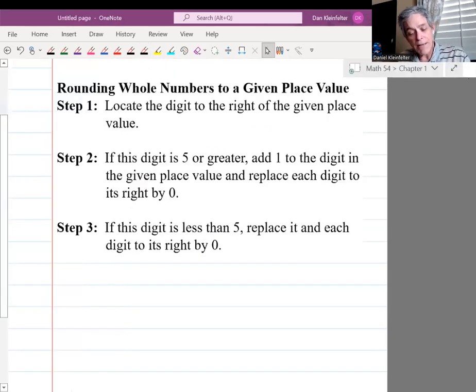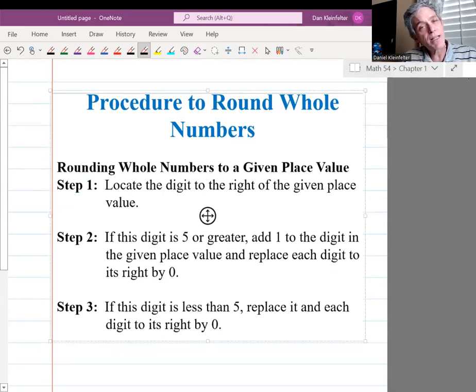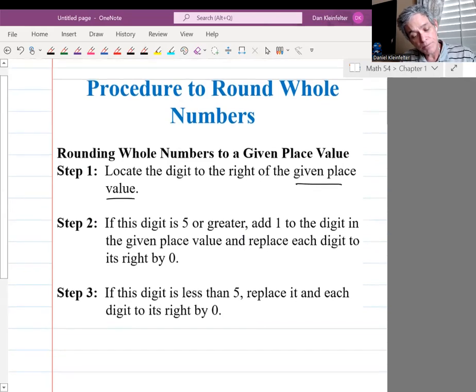Okay, so steps to follow. If you're a person who likes steps, here's a procedure that you can use. Locate the digit to the right of the given place value. What is meant by the given place value is whatever comes after nearest. Are you rounding to the nearest 10, 100, 1000, whatever it is? Whatever comes after nearest, that's what they're saying in the directions here is the given place value. Okay, so we want the digit to the right of that given place value.